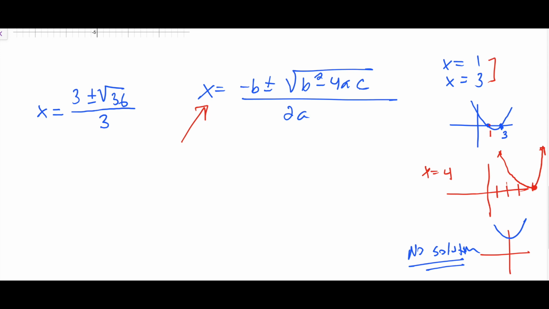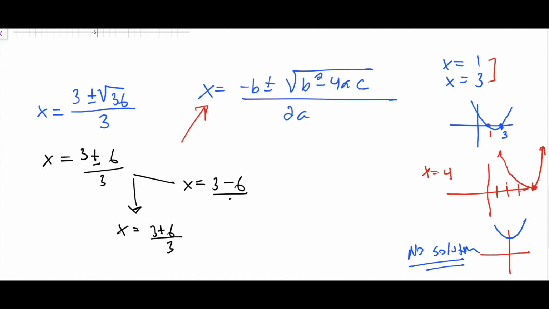Okay, so you're going to get 3 plus... Well, I can take the square root of 36, right? So what's the square root of 36? 6. Okay, so we're going to get 3 basically plus or minus 6 over 3. And we'll split that up. So we'll get x equals 3 plus 6 over 3. And x equals 3 minus 6 over 3.